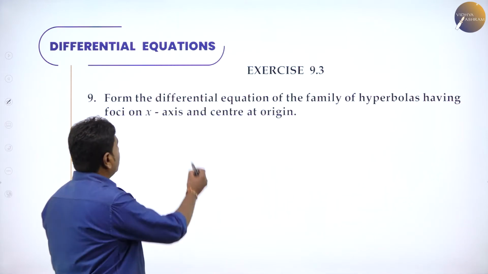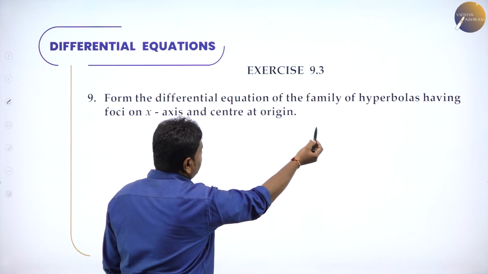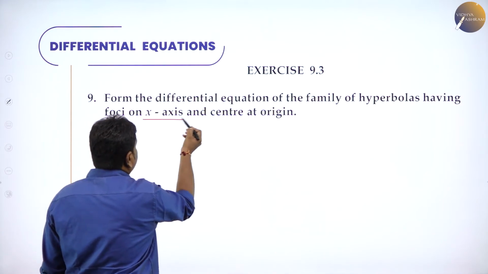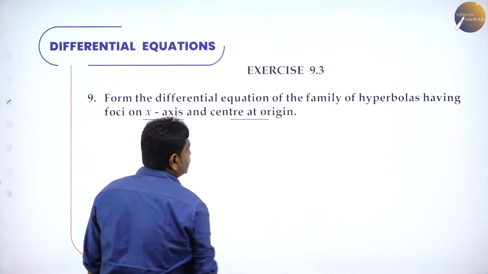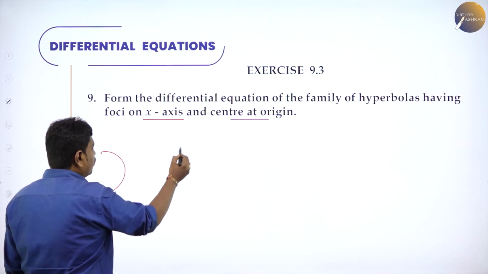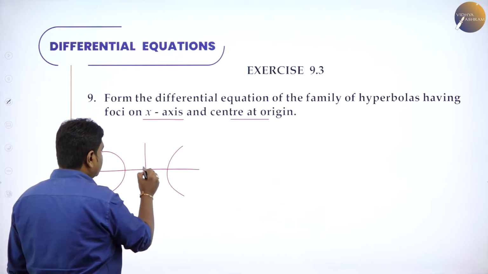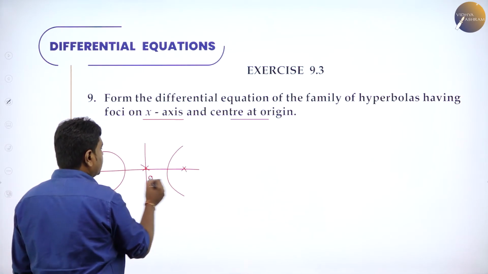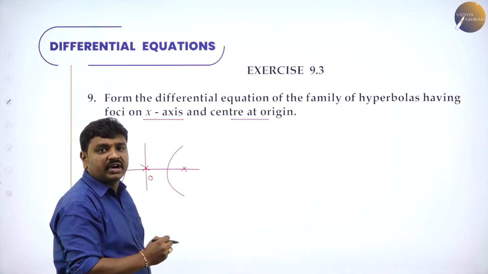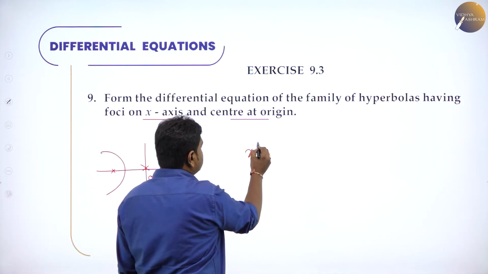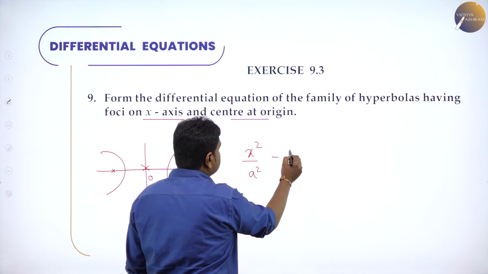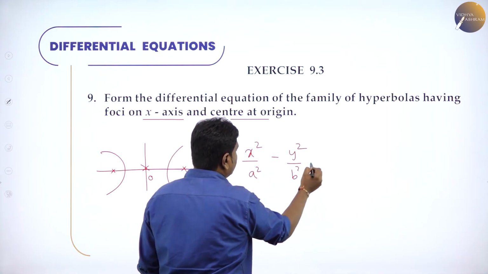Then form the differential equation for the family of hyperbolas having foci on the x-axis, center on the origin. So the hyperbola with foci on the x-axis, this is the center, origin, foci on the x-axis. What is the required hyperbola? The required hyperbola is x square by a square minus y square by b square is equal to 1.